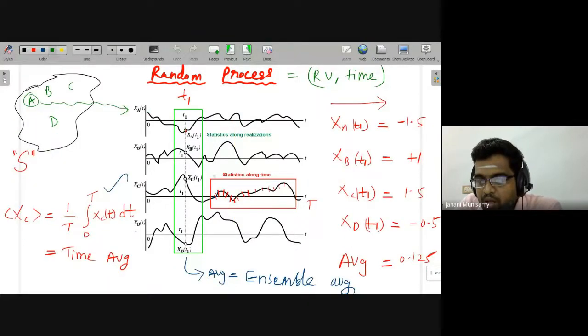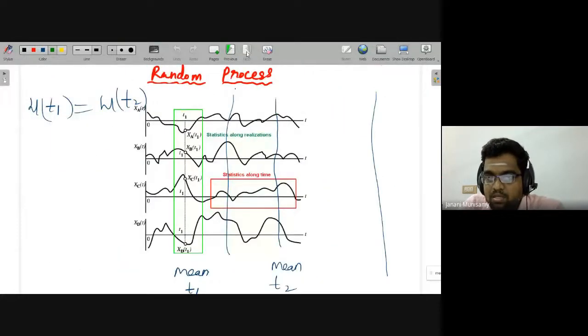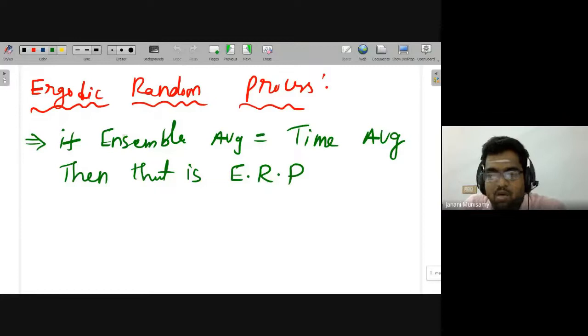Did we delete it? It is there. So the ensemble average I have given here. Next, the time average. To find the time average you have to fix the event; to find the ensemble average you have to fix the time. So when you do this, if both are the same, then that process is called an ergodic random process. If the ensemble average is equal to the time average, then that random process is called ergodic.